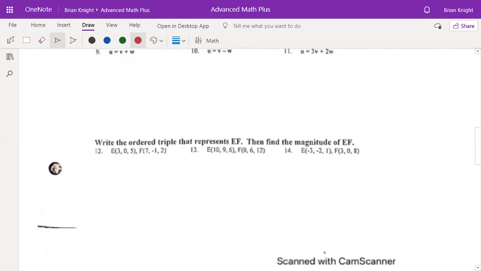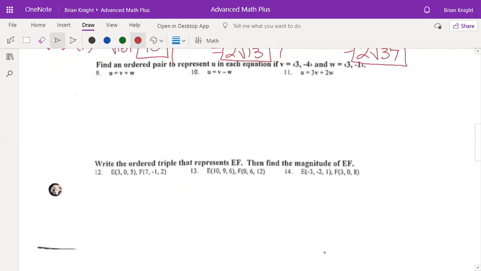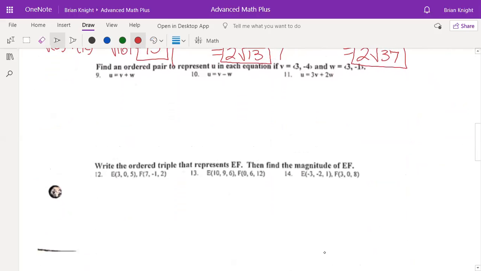Number 9, 10, and 11 are also very nice. All you're doing is finding vector u, okay? And it tells you what vectors to use, and it gives you the vectors. Here's vector v, here's vector w. Basically, you just plug in and go from there, okay? So this will be vector v is 3, -4, plus vector w is 3, -1.